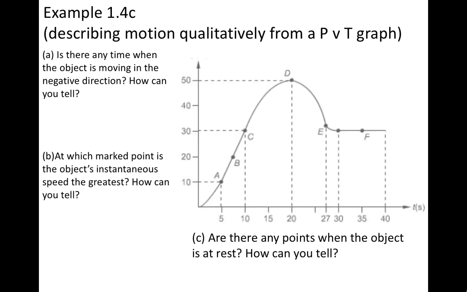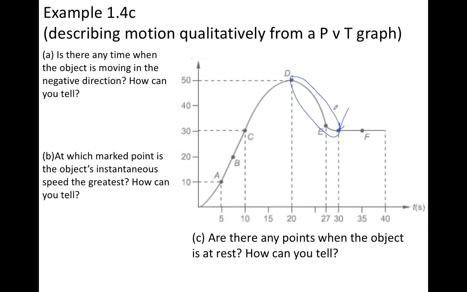In this example, we're asked to interpret a position versus time graph. Part A asks, is there any time when the object is moving in the negative direction? How can you tell? Well, we're looking for spots where the graph has a negative slope. And you can see that the object has a negative slope all the way from point D to a point that is unmarked right here at 30 seconds. So at all points from D to that 30-second mark, the object is moving with a negative velocity because the slope is negative during those times.